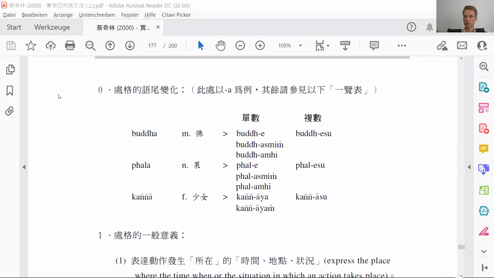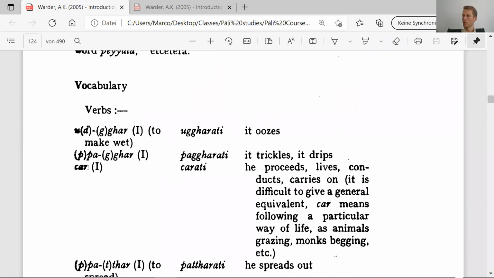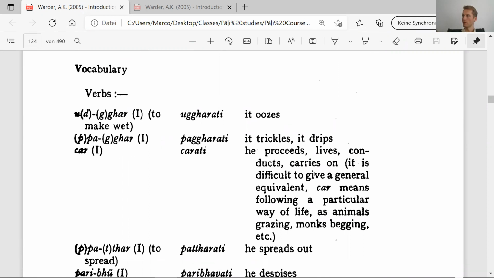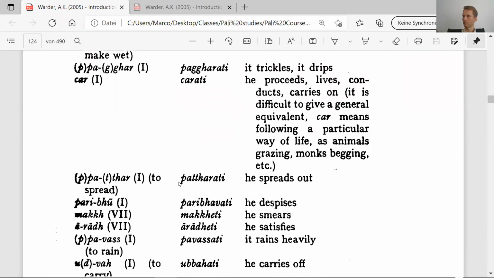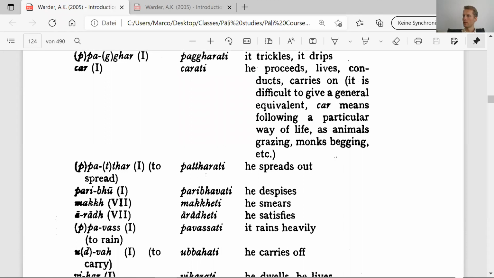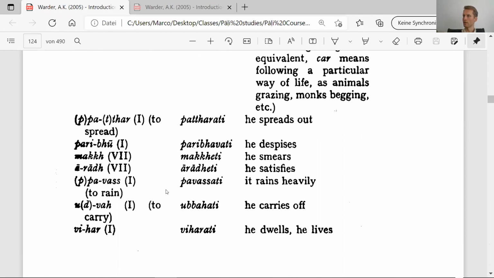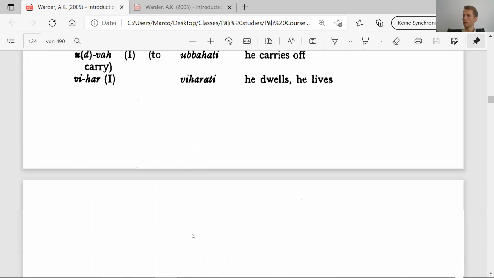Now a few more words. Uggharati, to ooze, pagharati, to trickle. Carati, to proceed, live, conduct, carry. So it is difficult to give a general equivalent. So char means following a particular way of life, as animals, for example, grazing, or monks begging. Patarati, to spread out. Paribhavati, to despise. Makketi, to smear. Aradheti, to satisfy. Pavassati, to rain heavily. Uvvahati, to carry off. Viharati, to dwell, to live.